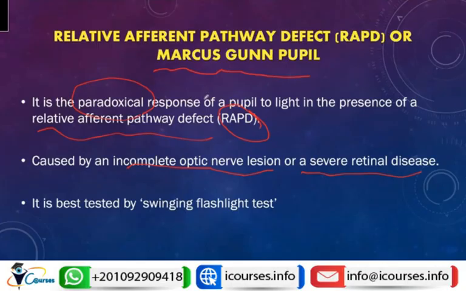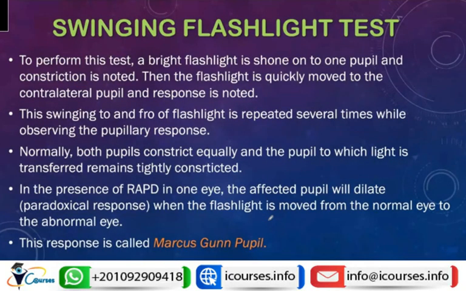So if there is a lesion that is not complete or is severe in relation to the other eye, which is normal, then this eye will show relative afferent pupillary defect. And how can we test for, or how can we identify that this patient has relative afferent pupillary defect? This can be done by the swinging flashlight test. So what is the swinging flashlight test?